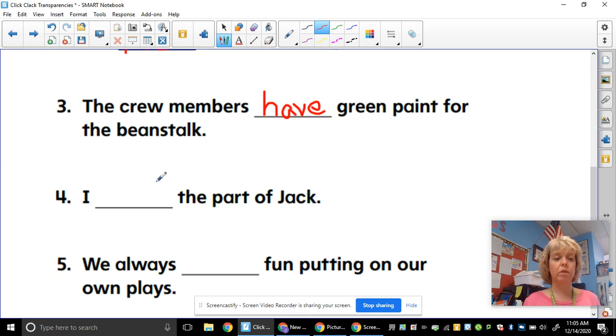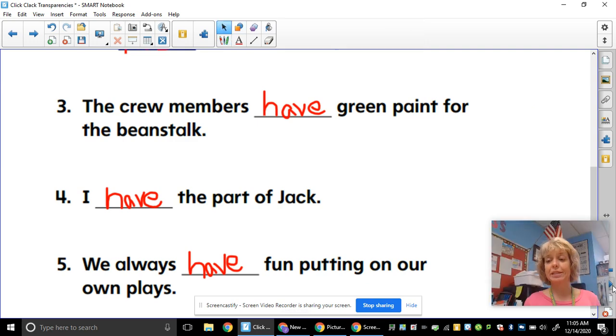I have the part of Jack. You wouldn't say I has the part of Jack. So if you're talking about yourself, I have. Okay? Number 5 says, we always blank fun putting on our own plays. We always have fun or we always has fun? Have. Because there's more than one person, so we say have. The only time one person is have is when you say I. I have or we have, and he or she has. Okay? All right. So let's go now to the next page.